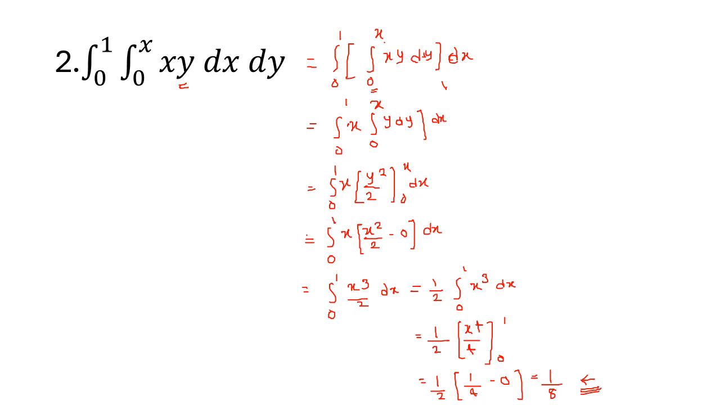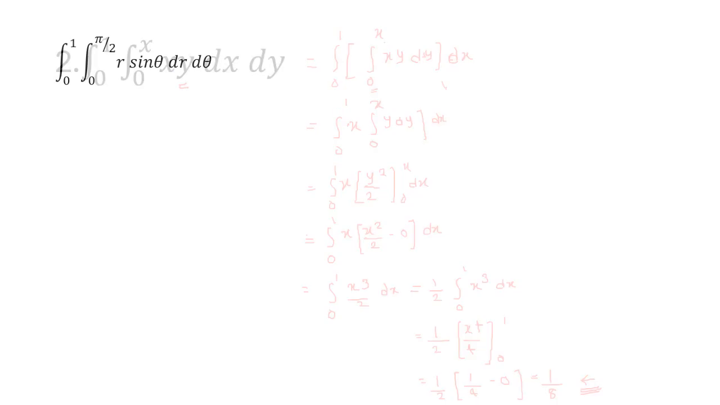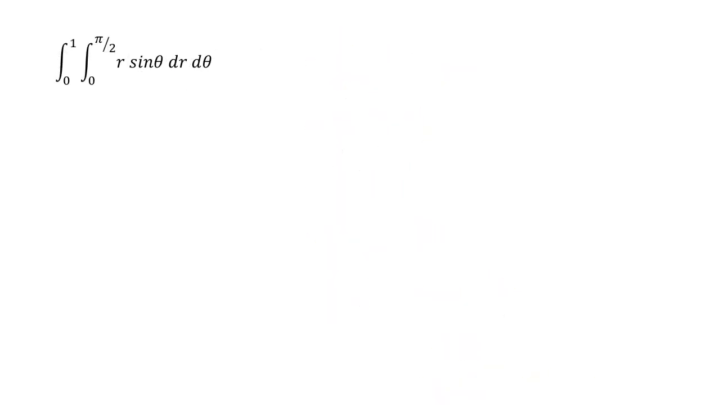Now we are going to the next example. So the next example is in the polar form. The last example was in terms of the Cartesian form.